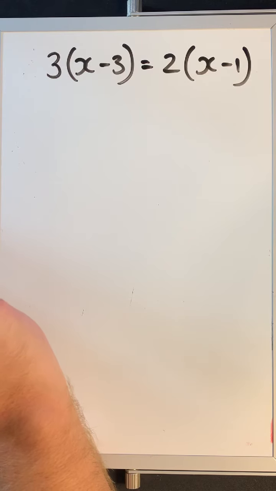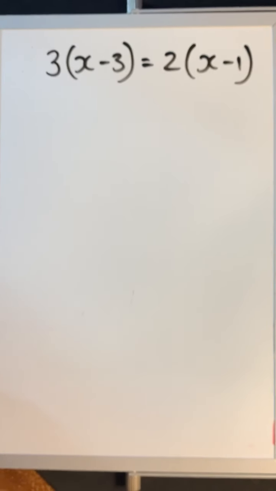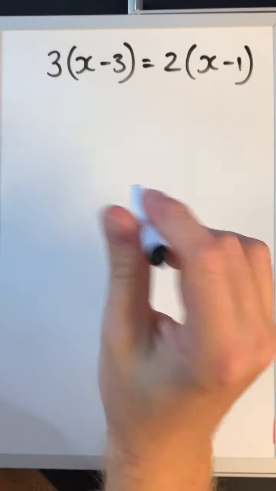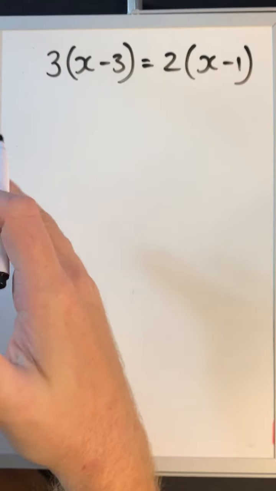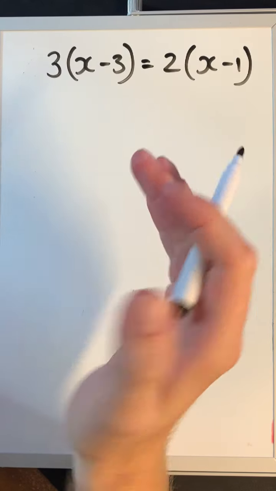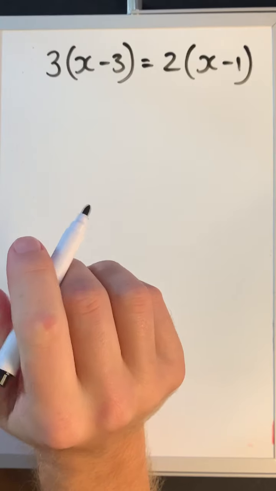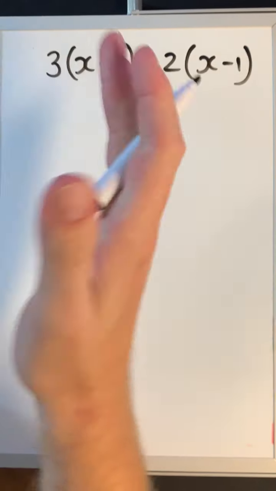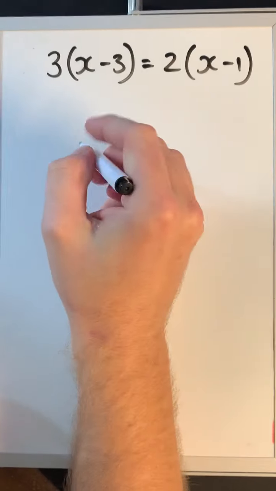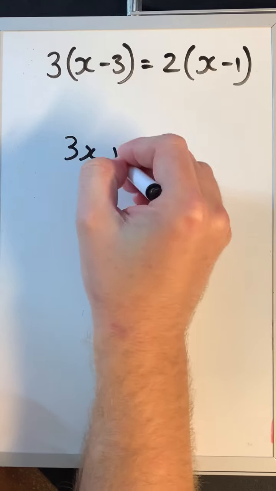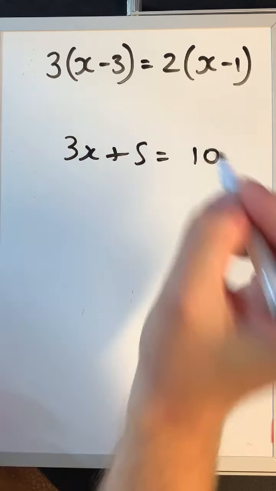Now what we've got to remember with linear equations, as we stated before, is that what we want to end up with is x's on one side, numbers on the other. In order to do that, what we would like is separate terms on both sides. So we'd like something like this: 3x plus 5 equals 10, for example.